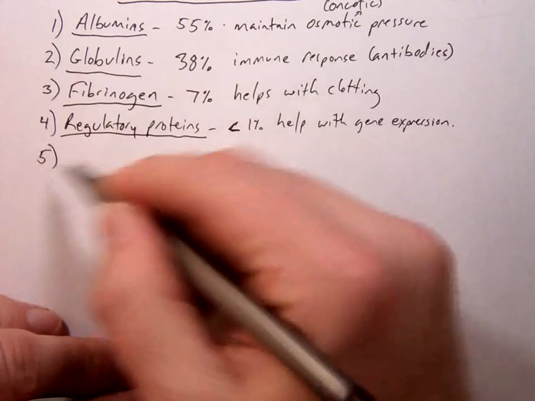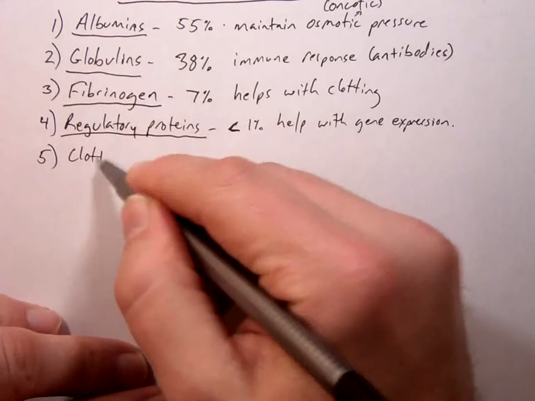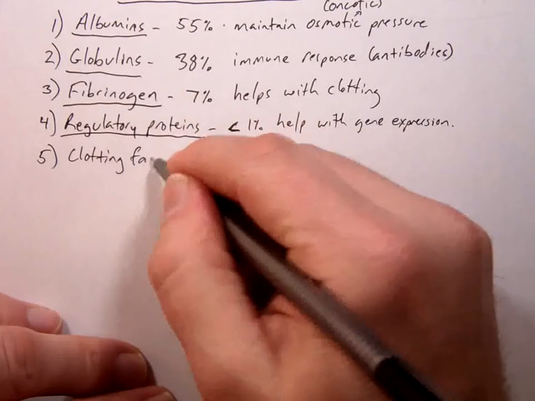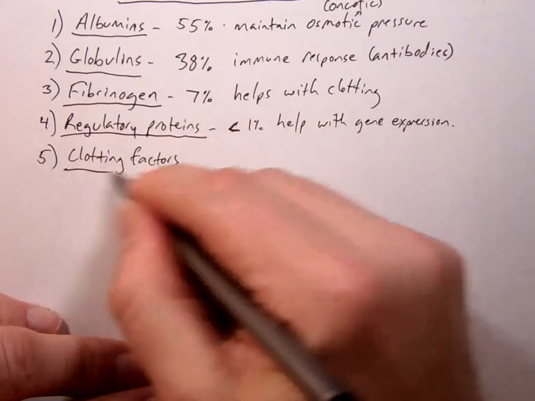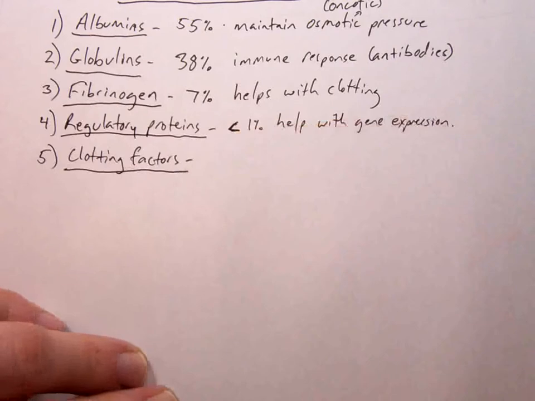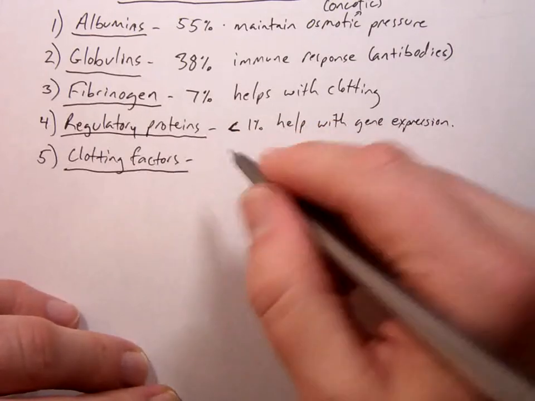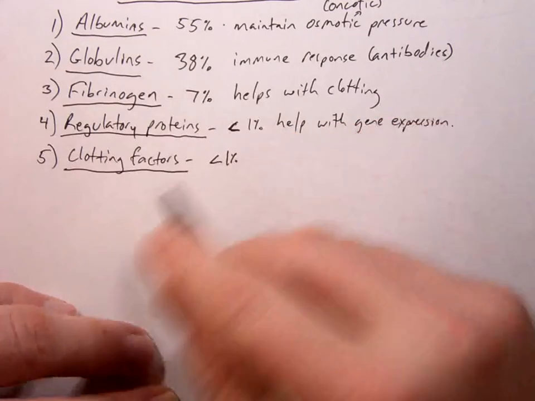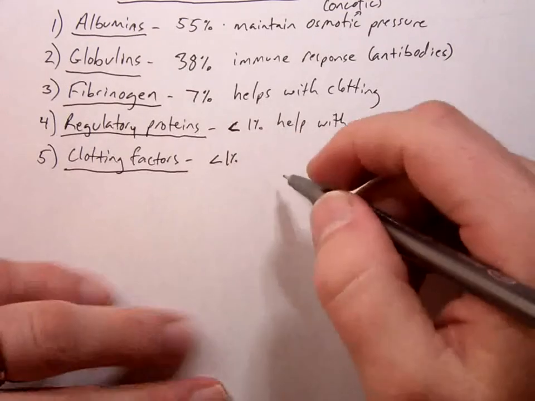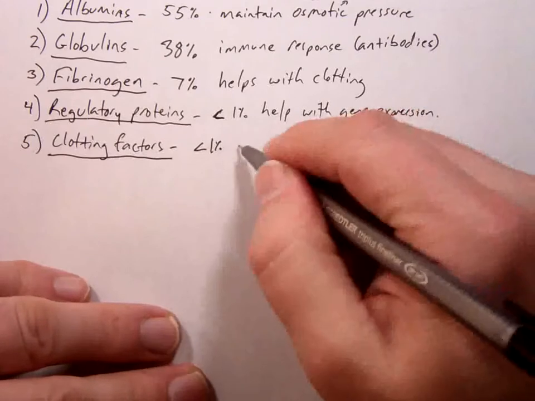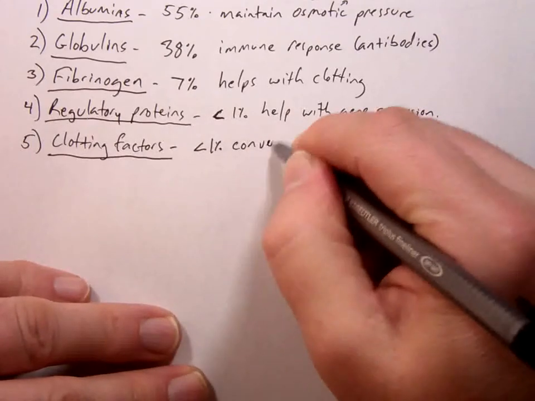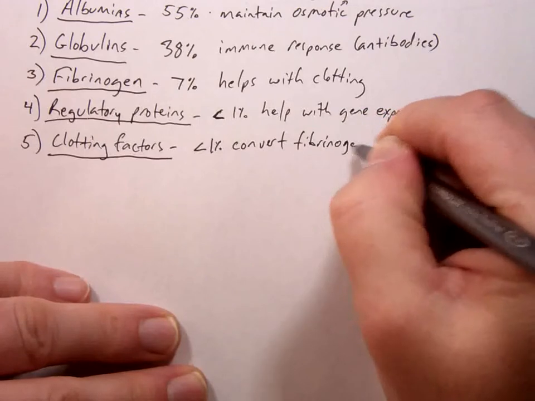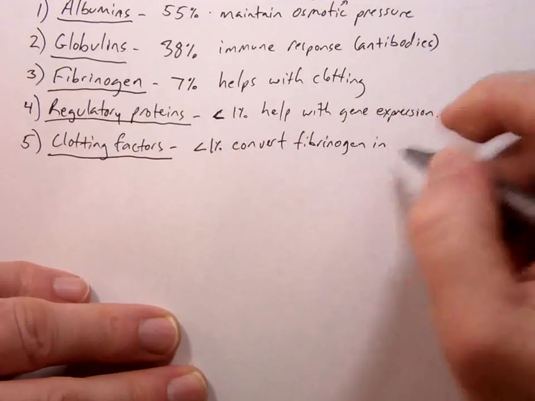Next, number 5, clotting factors. Now, I mentioned that fibrinogen is a big part of that. But there are other clotting factors besides fibrinogen, and they also make up less than 1%. Their job, of course, is to help convert fibrinogen into fibrin, which is that spiderweb-like stuff.